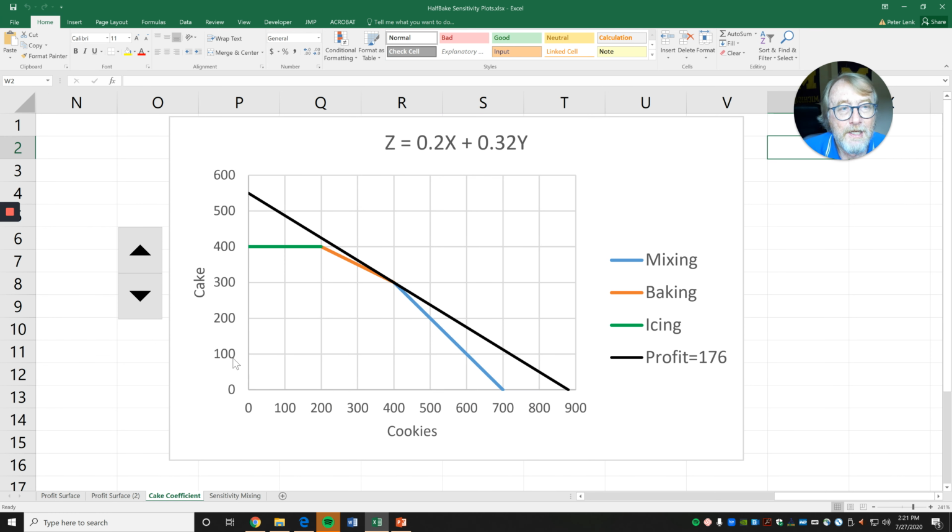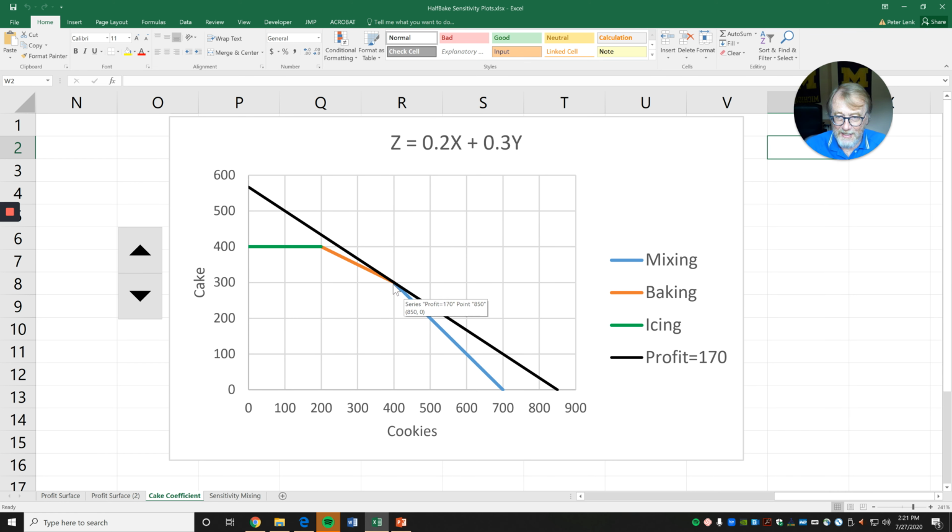And so this is a plot you've seen a lot. We have the feasible region, because we have the mixing constraint in blue, the baking in orange, and icing in green. And so the feasible region is down here, beautiful. And then there's our isoprofit line. My profit function is 0.2x plus 0.3y. And so we're making $170, and it's right there at 400 and 300.